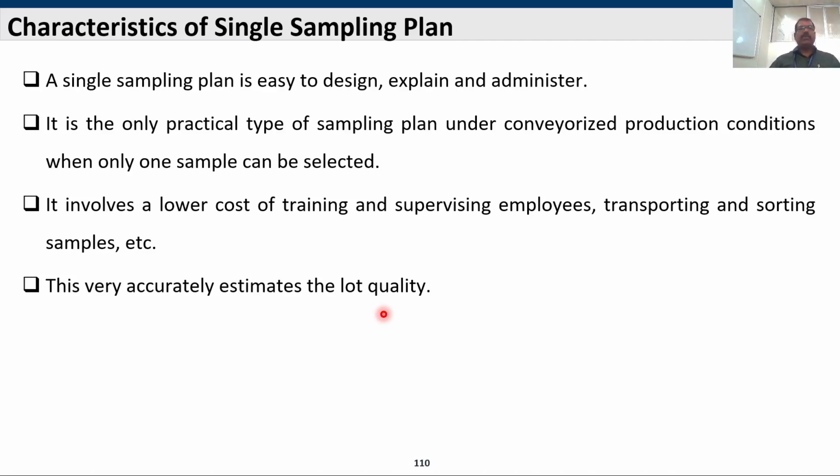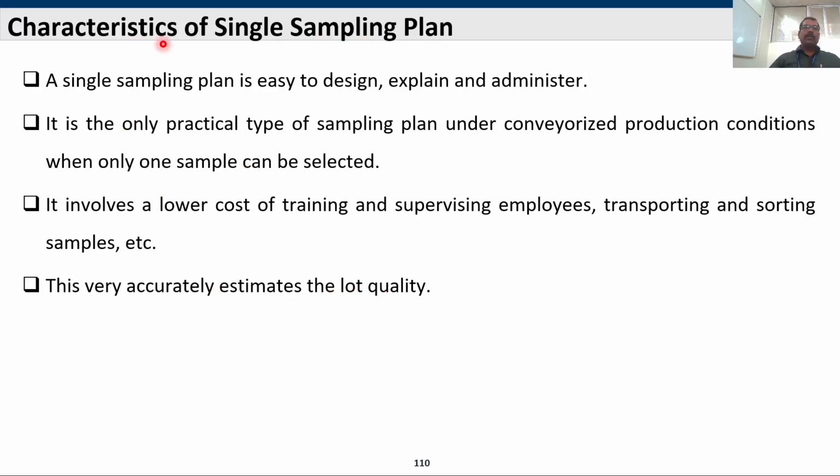But in this one, what are the characteristics of single sampling plan? A single sampling plan is easy to design, explain, and administer. It is the only practical type of sampling plan under conveyor production conditions, when only one sample can be selected. It's also a limitation. They are not preferring it if they have the constraint of selecting only one sample. It involves lower cost of training and supervising employees, transporting, sorting. This very accurately estimates the lot quality.